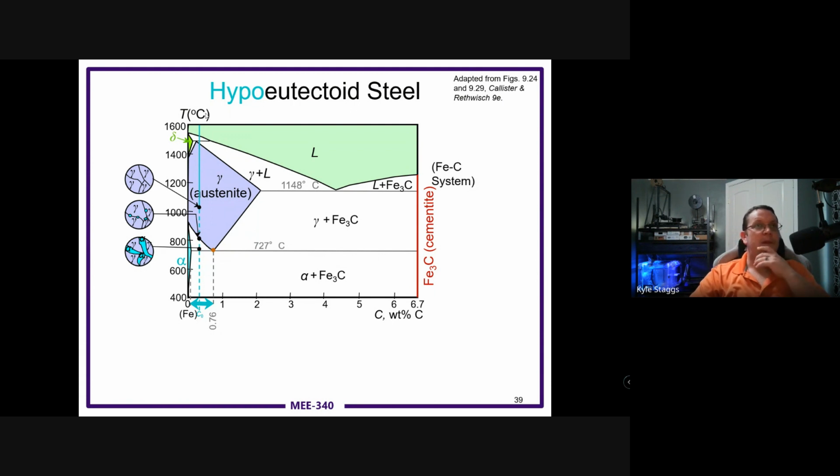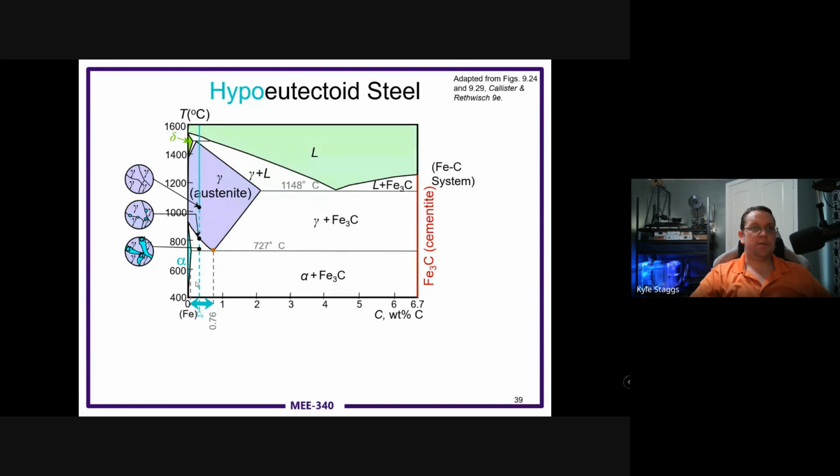Let's try that again. You start at a higher temperature, above the 1,000 degree C range, with these gamma grains. This is the austenitic phase. As you start cooling down and reaching that phase envelope, heading toward the eutectoid, you've got this region defined because we're talking about a hypoeutectoid steel.